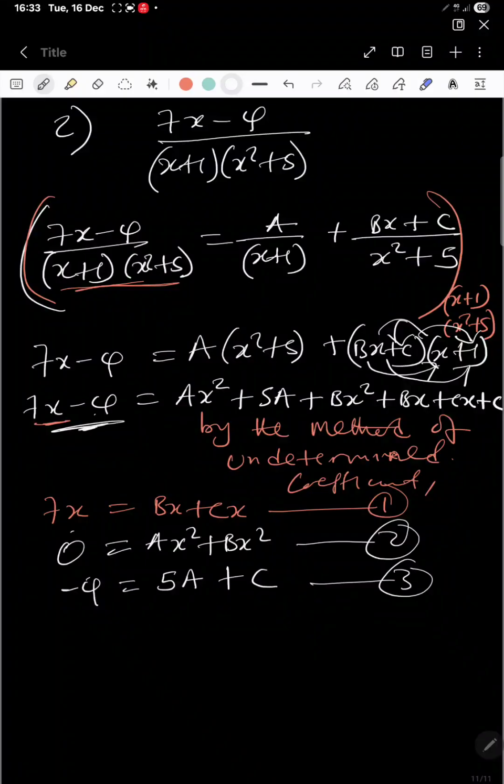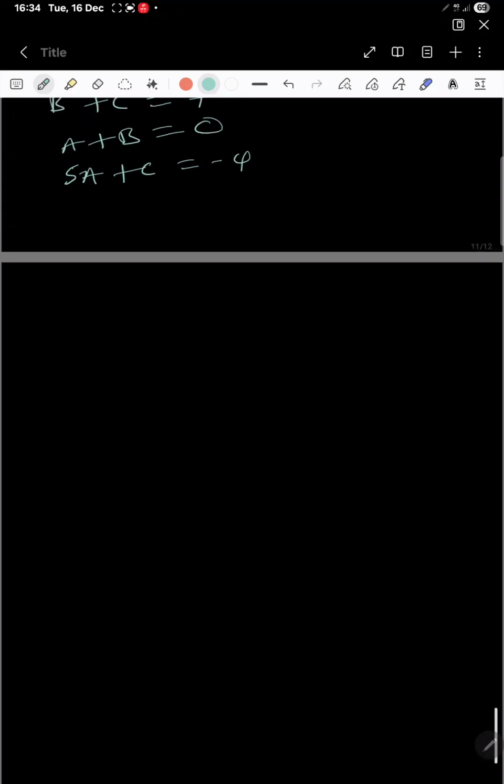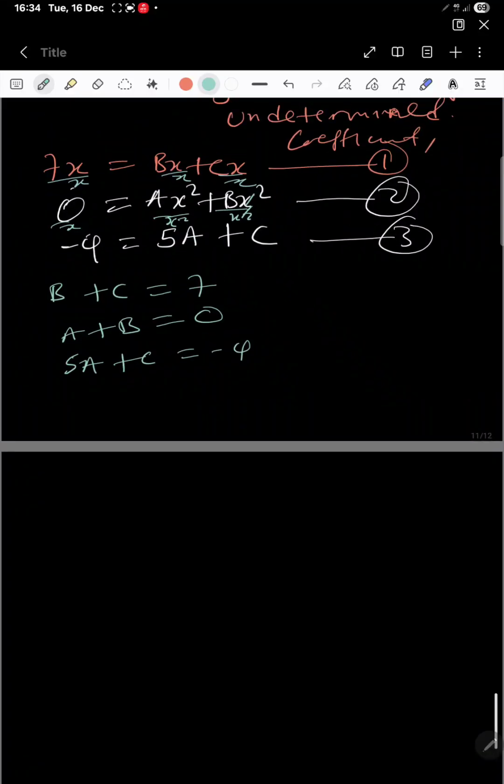So the equations can be written as, remember, if you divide throughout here by x, the equation will remain as b plus c is equal to 7. And here, if you divide through by x squared, you are going to remain with a plus b is equal to 0. Then the last one will remain the same, which is 5a plus c is equal to negative 4. So these are the equations that we have. We can solve these equations algebraically, and we'll be able to get the values of a, b, and c.